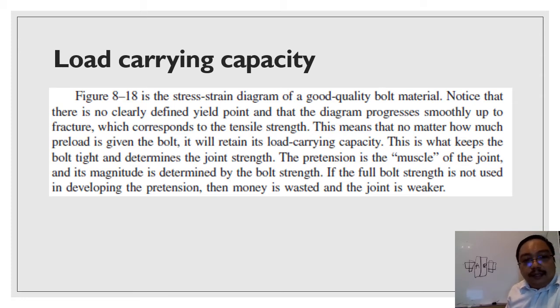The load carrying capacity, figure 8.18 in the next slide, is the stress strain diagram of good quality bolt material. Notice that there is no clearly defined yield point, and the diagram progresses up to fracture, which corresponds to the tensile strength. This means that no matter how much preload is given to the bolt, it retains its load carrying capacity. This is what keeps the bolt tight and determines the joint strength. So pretension is the muscle of the joint, and its magnitude is determined by the bolt strength. If the full strength of the bolt is not used in developing pretension, the money is wasted and the joint is weaker.